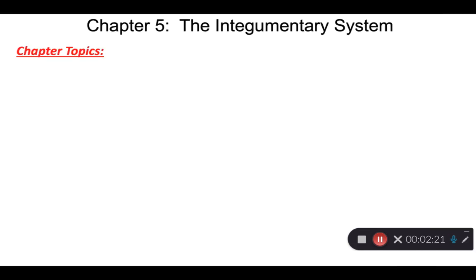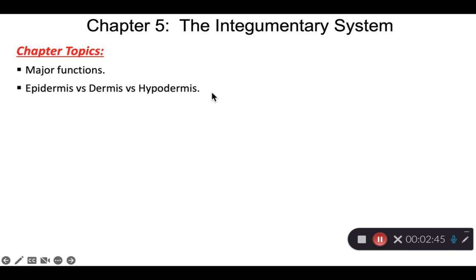Okay, so let's begin with our chapter topics. We start with major functions. Many of these functions you've probably already know, but we'll kind of go through the major functions of our integumentary system. Then we're basically going to break it down into the epidermis versus the dermis, and then the hypodermis. Now, technically, the hypodermis is not considered part of your skin. It's what your dermis is attached to. But we typically talk a little bit about it. Just, that it's largely made up of adipose tissue and areolar connective tissue.